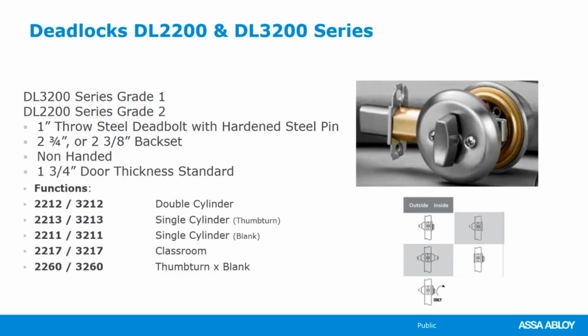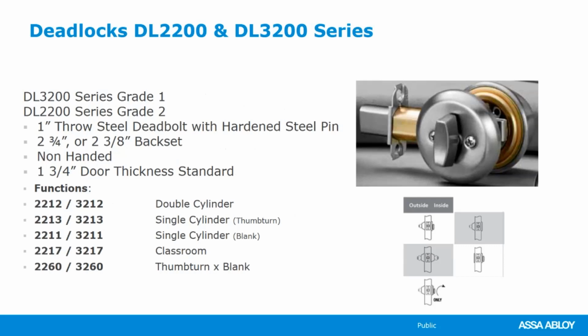Corbin Russwin has a couple different styles of tubular deadbolts. Our DL 2200 and our DL 3200 series. The 3200 is our grade 1. The 2200 is our grade 2. Both of those feature a 1-inch throw steel deadbolt with a hardened steel pin insert.